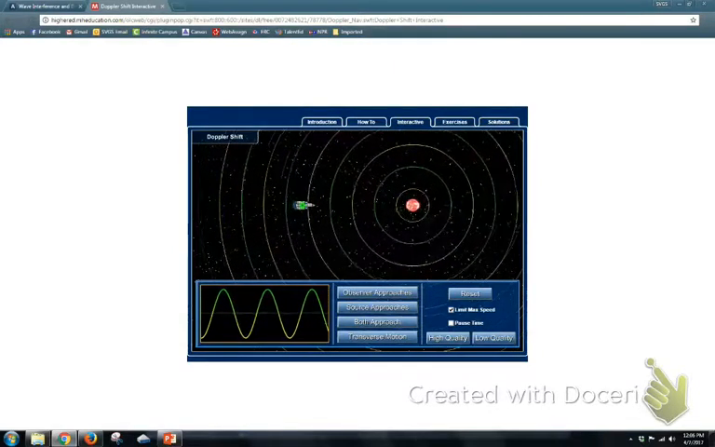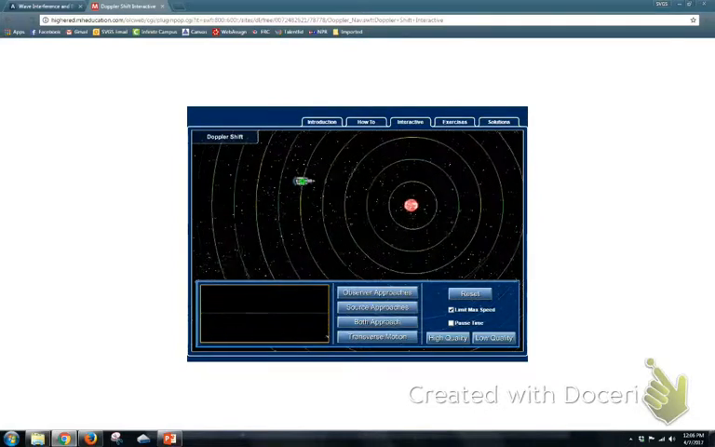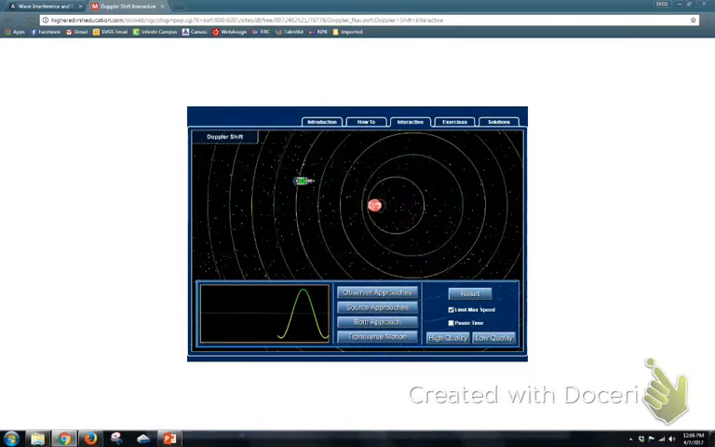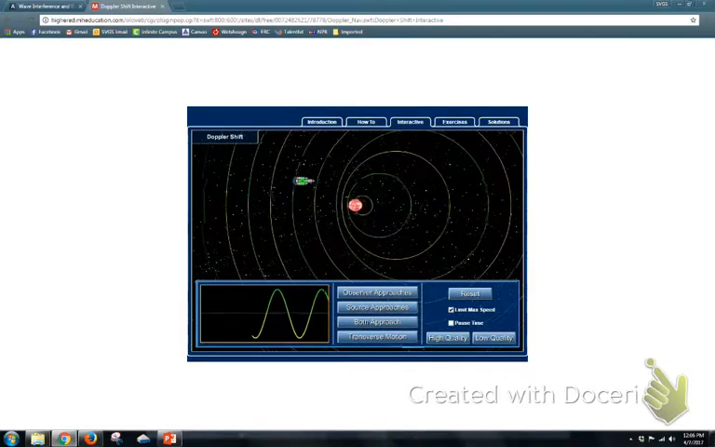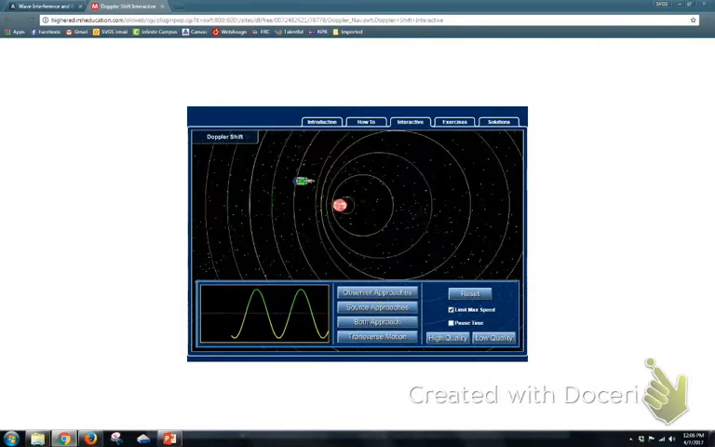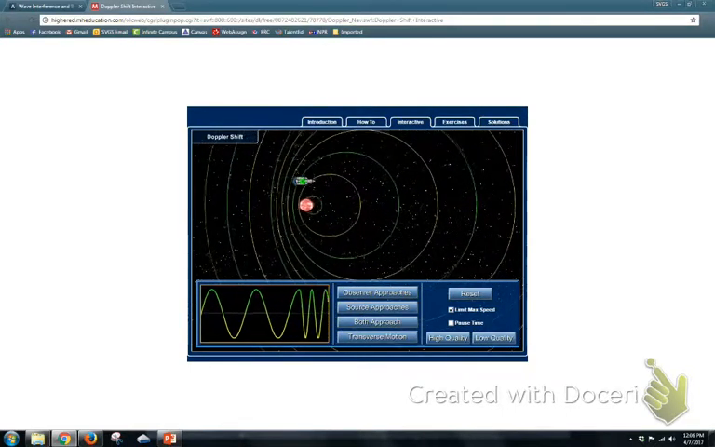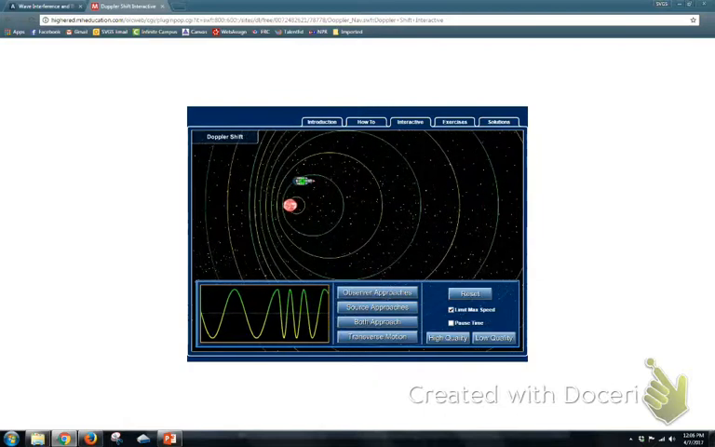So if the source approaches the spaceship, it's still giving off these circular patterns, but now with it heading to the left, as it gives off the circular patterns, to the left of the planet, they start to bunch up, these sound waves. And to the right, they're more spread out. That's the Doppler effect.